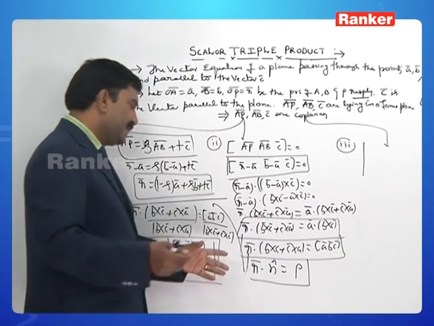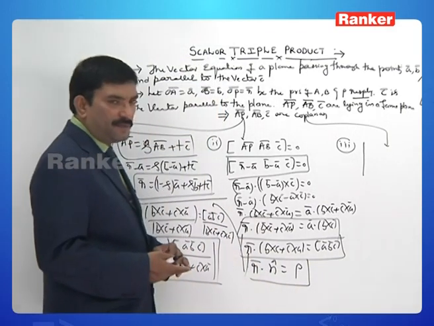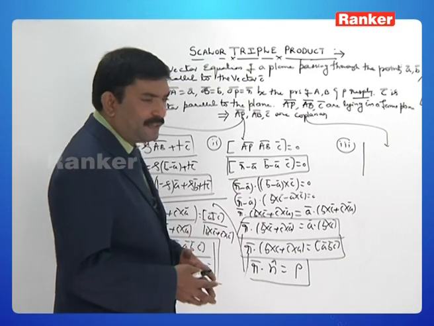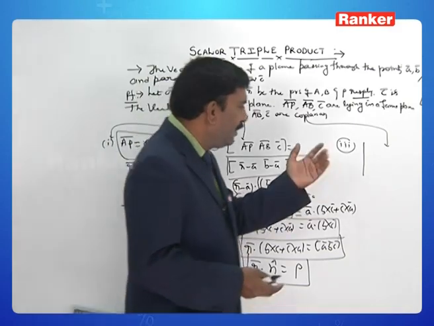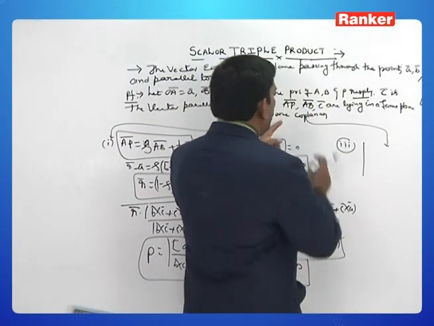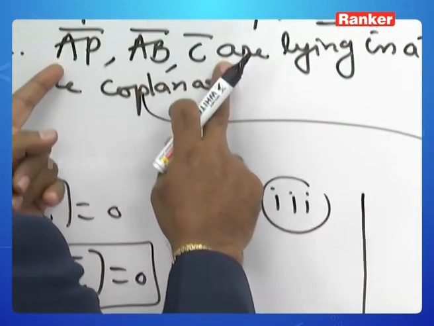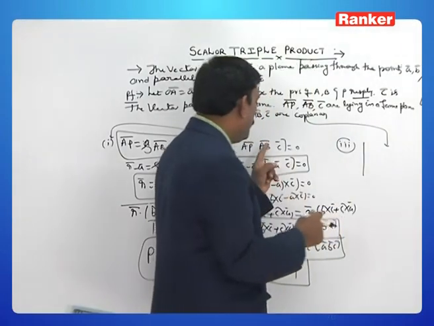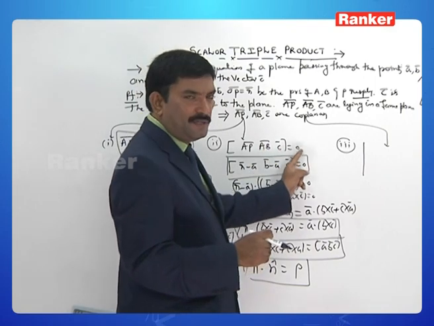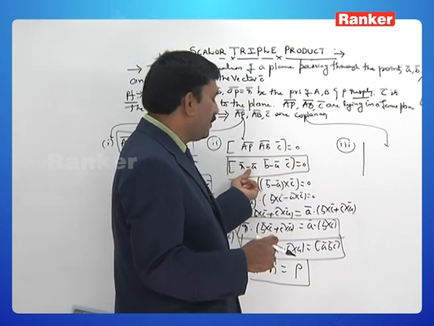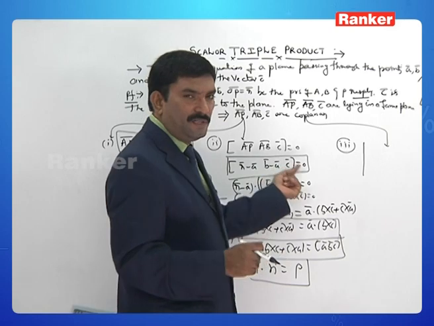So therefore, next, when you know the perpendicular distance in terms of vector notations, right? Now I want to go for the Cartesian notations. AP bar, AB bar, C bar are coplanar. Then box of AP, AB, C bar is equal to 0. What is AP? R bar minus A bar, B bar minus A bar, C bar.